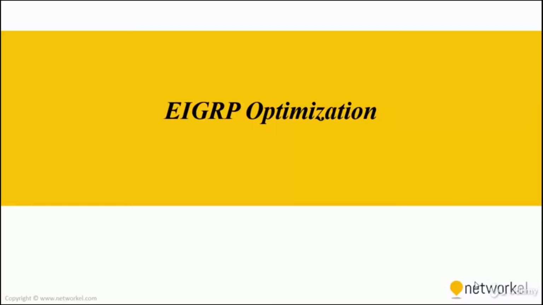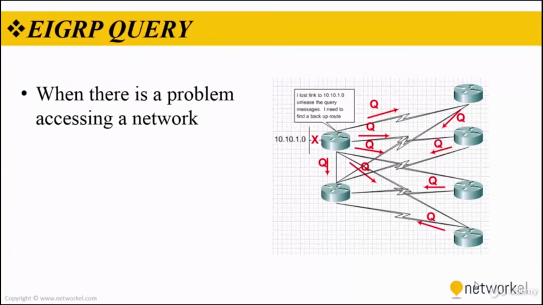In this section, we are going to talk about EIGRP optimization. The first thing we are going to focus on is the EIGRP query process. If the router loses access to any path and does not find a feasible successor for the path in the topology table, it queries its neighbors with the query information for that path. And this router is called the active router.